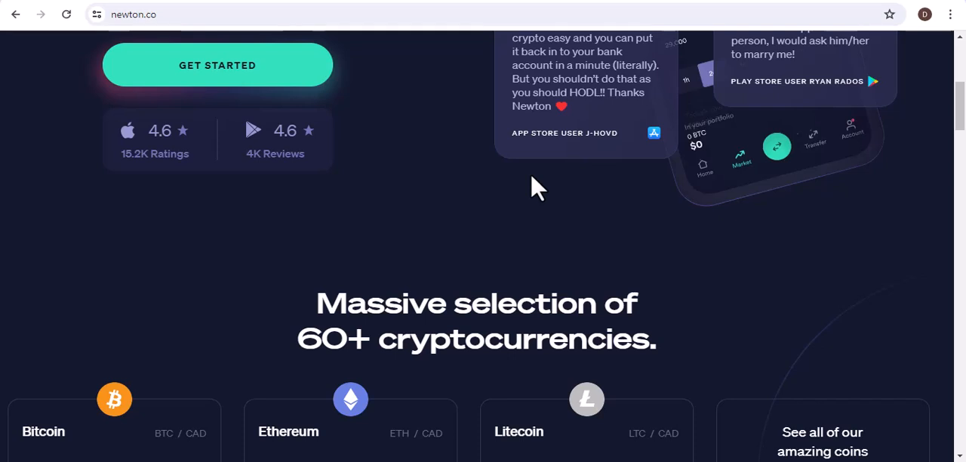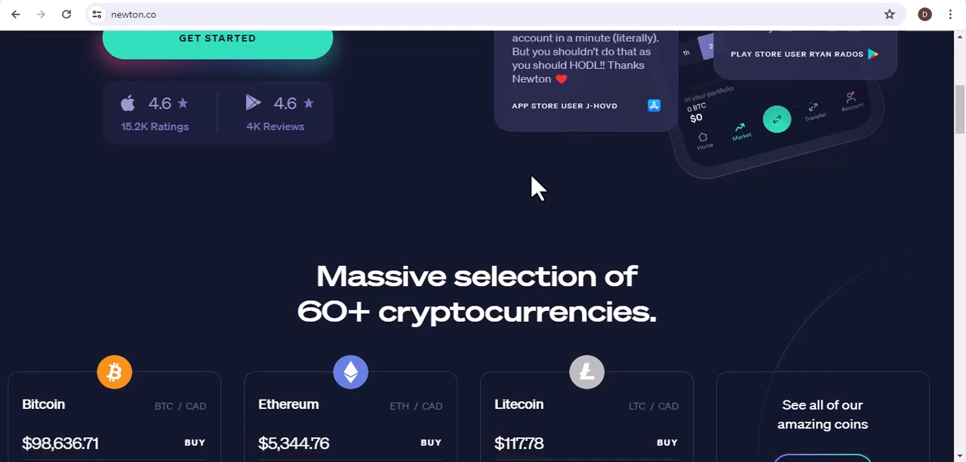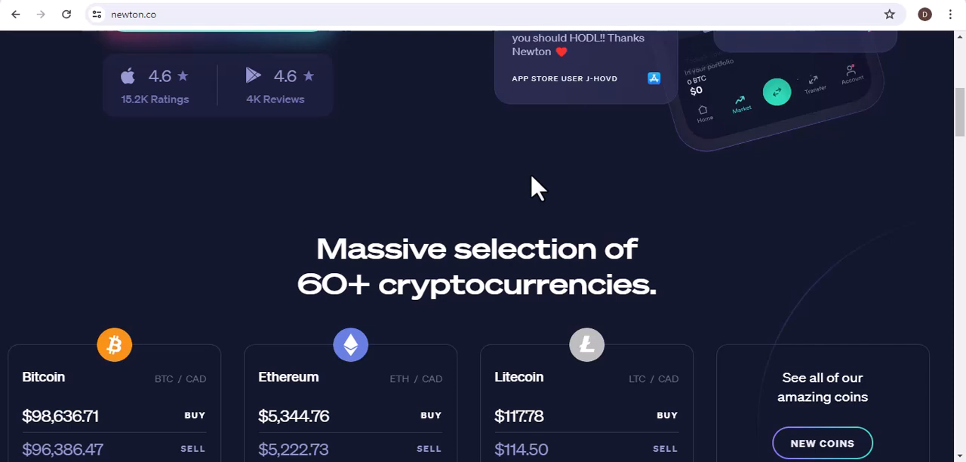Once you've confirmed your transaction, it will be sent to the Bitcoin network. It will take a few minutes for the transaction to be confirmed by the network. Once the transaction is confirmed, the BTC will be sent to the recipient's address. That's all there is to it. Sending BTC from Newton is easy and secure.